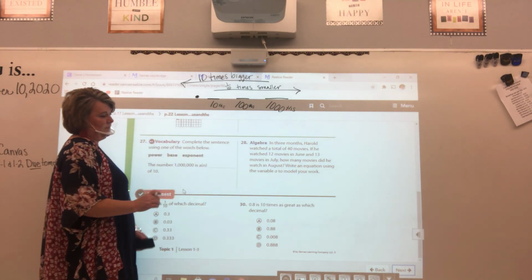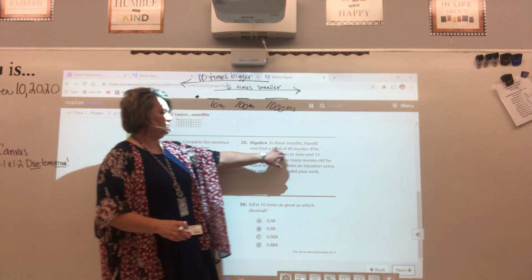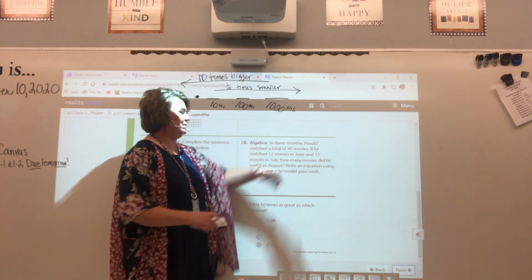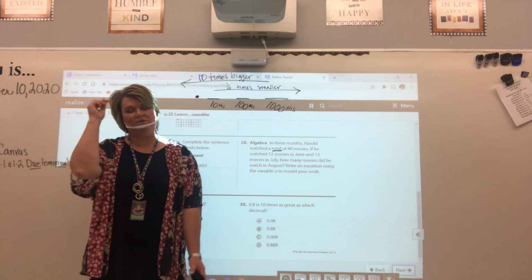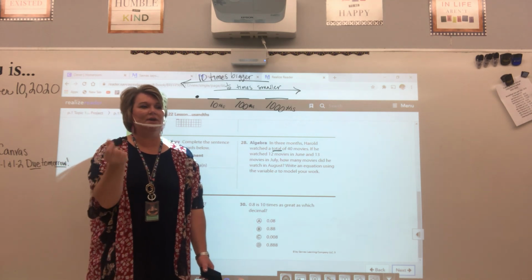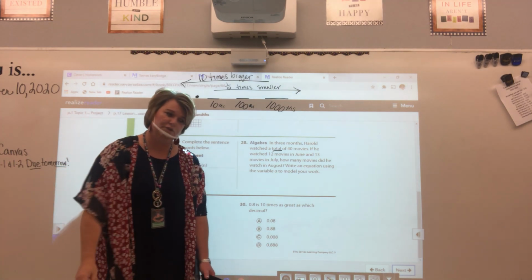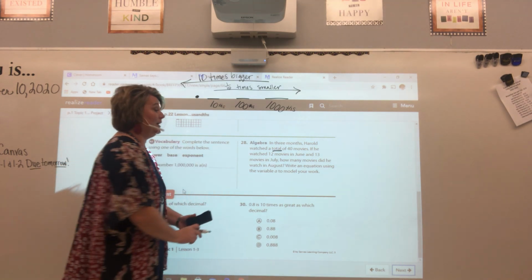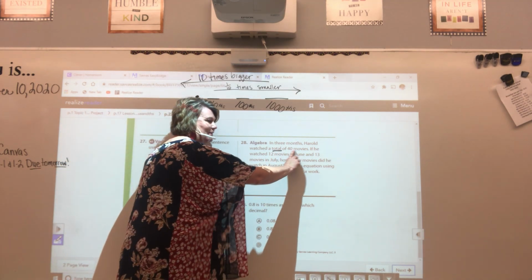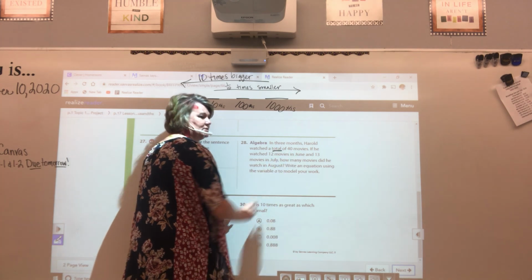Number 28. In 3 months, Harold watched a total of 40 minutes. The first thing I want you to do is underline total. Now, you got to be so smart in math that you know immediately when you hear total that that means something. Add. It does mean add. You're exactly right. But look, they already gave us the answer. The total was 40 minutes.